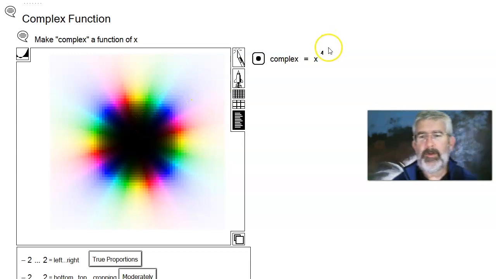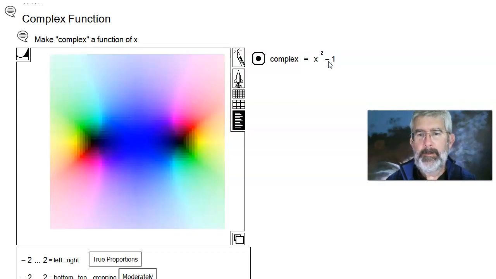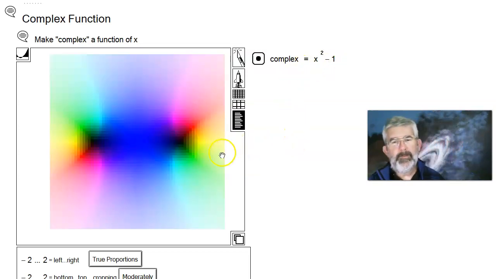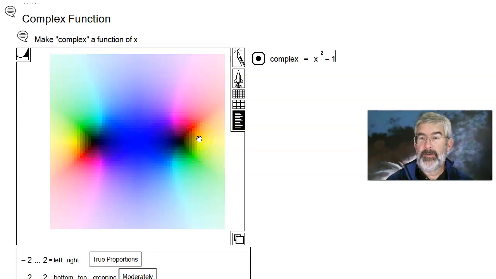Okay. So let's go back to x squared here, and I want to do x squared minus 1. Now, what I see is a couple of black dots. These are the x-intercepts, right? These are places where, if it's black, it means the output of this function is 0. And so I have a black dot here at 1 and a black dot there at -1, which are the two x-intercepts of that function, x squared minus 1.